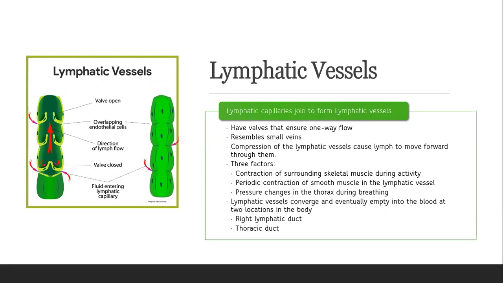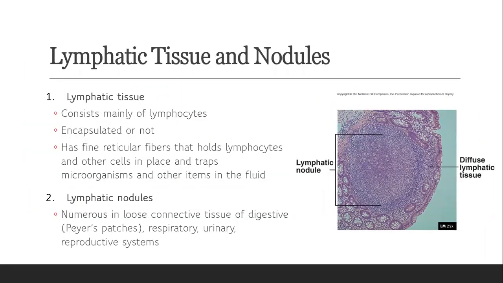The lymphatic vessels converge and eventually empty into the blood at two locations in the body, which are the right lymphatic duct and the thoracic duct. So what is lymphatic tissue? Lymphatic tissue is composed mainly of lymphocytes. It can be encapsulated or non-encapsulated, and it has fine reticular fibers that hold lymphocytes and other cells in place and trap microorganisms and other items in the fluid. Lymphatic nodules are numerous in loose connective tissue of the digestive, respiratory, urinary, and reproductive systems.